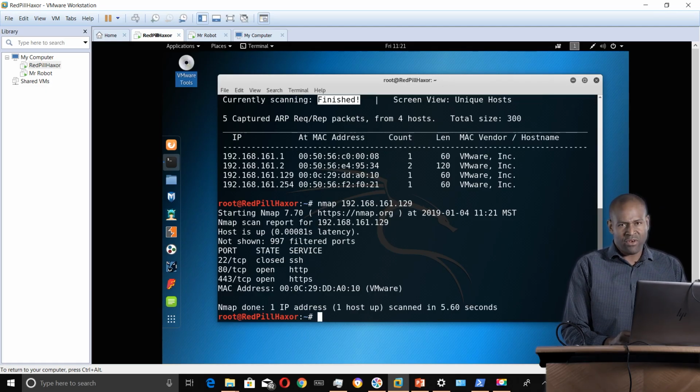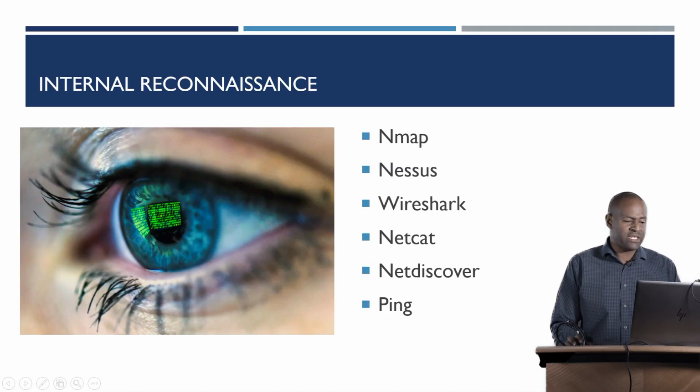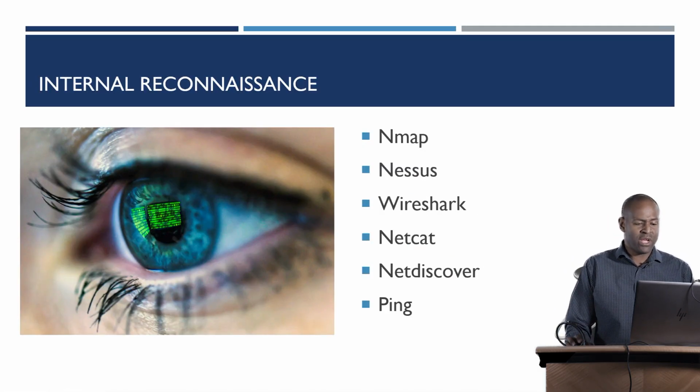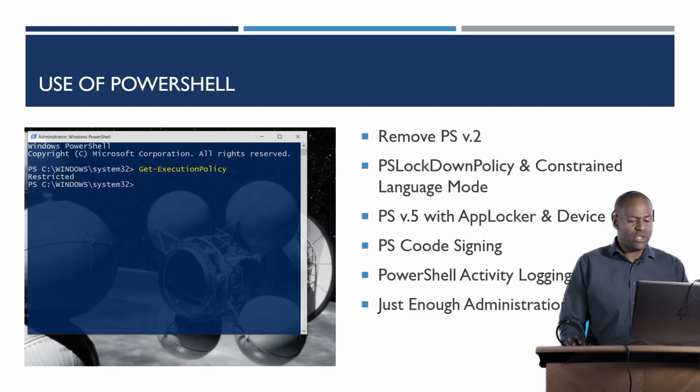So there are a lot of other commands, a lot of other tools that can be used to put together that kind of activity. So what we need to do as cybersecurity experts is to scan for that, look for unusual activity in terms of internal reconnaissance. Next we look at, after internal reconnaissance, a use of PowerShell.